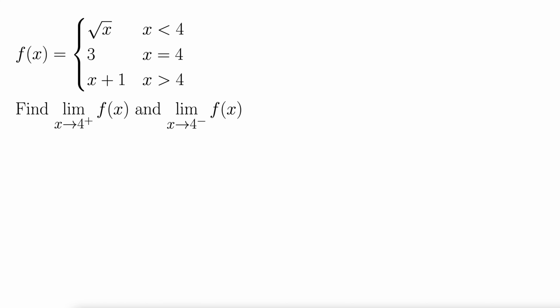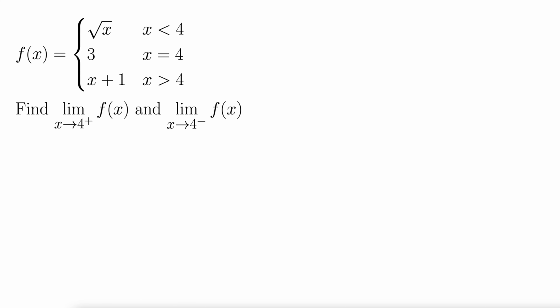In this example, we have a piecewise function. It's f of x equals square root of x for x less than 4, 3 when x is equal to 4, and x plus 1 when x is greater than 4. And what we want to do is examine what happens as x goes to 4 from the right and from the left. So we're finding the limit as x goes to 4 from the positive direction.